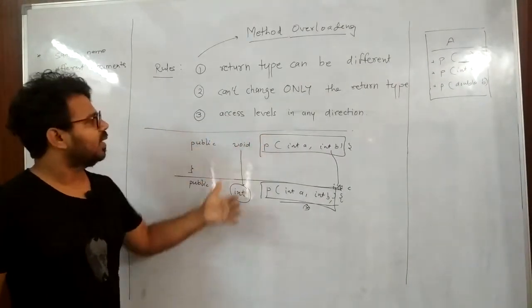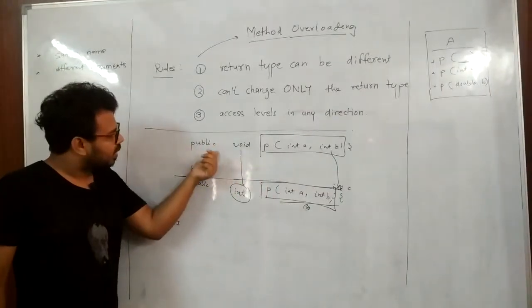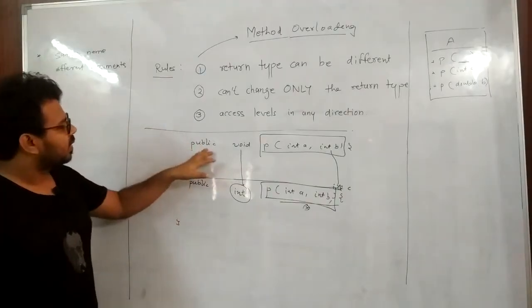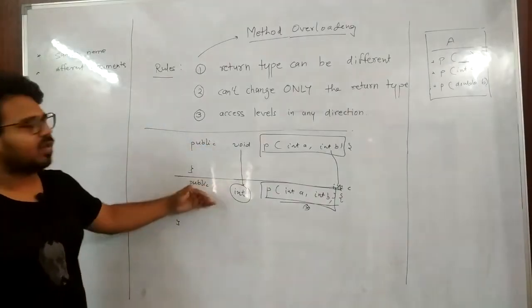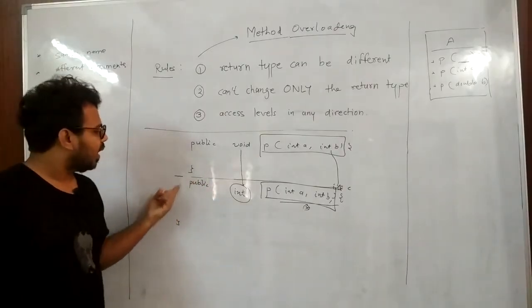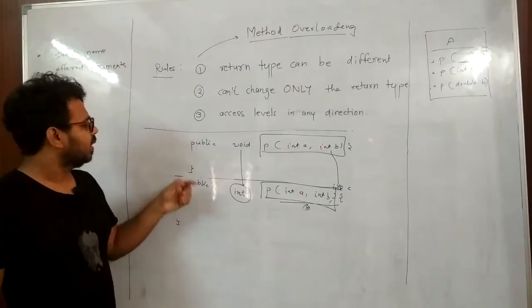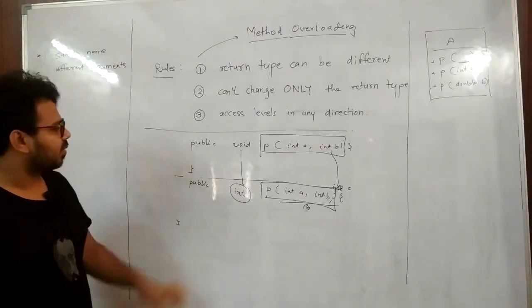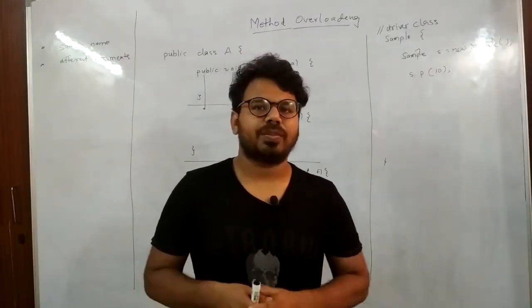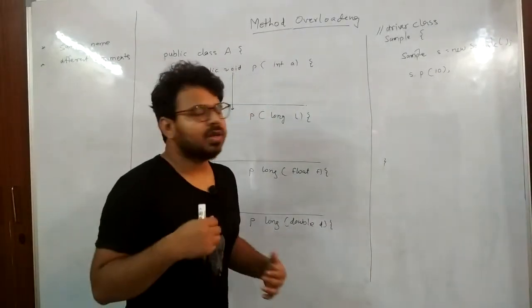What does this mean? In overloading, the access level, that is public, protected, default or private, can be any access modifier. That is, we can have public, protected, any modifier. So friends, now we saw the rules of method overloading. Now let us see some interesting scenarios of method overloading.